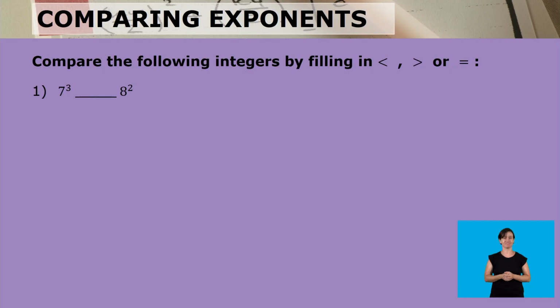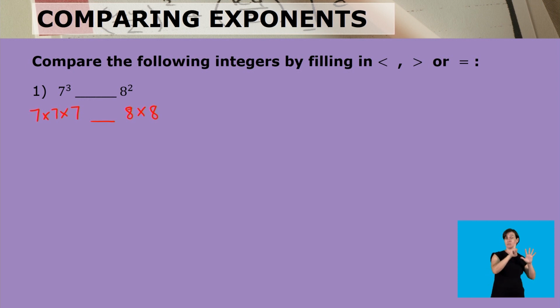It says there, compare the following integers by filling in the inequalities or an equal sign. So let's look at the first one there. It has 7 exponent 3. And then we are supposed to compare it with 8 exponent 2. Now let's start off with the 7 exponent 3. This is 7 multiplied by 7 multiplied by 7. And we are going to compare this with 8 multiplied by 8.